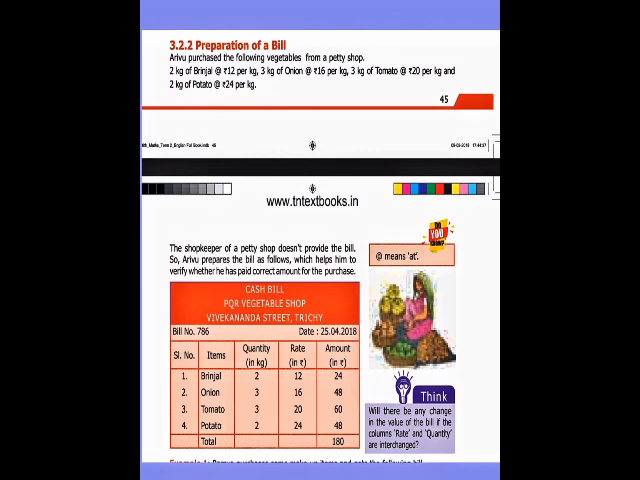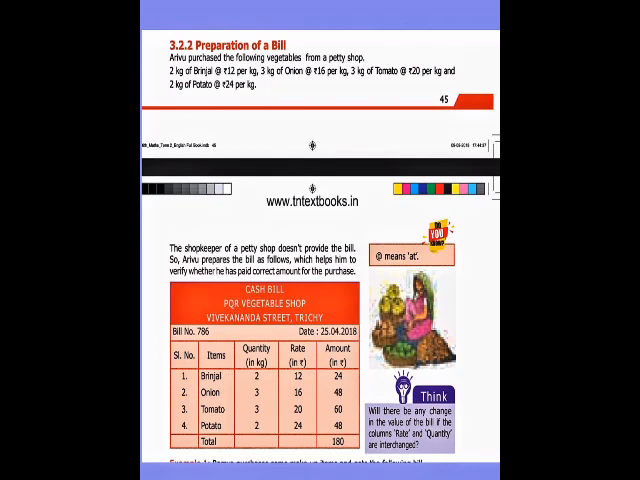Shop name is PQR Vegetable Shop. Okay, bill number is 786 and the date is 25/4/2018. Next, we have to prepare a bill with serial number, item, quantity, rate and amount. So, brinjal, how many kg did he buy? 2 kg. Per kg rate is 12.